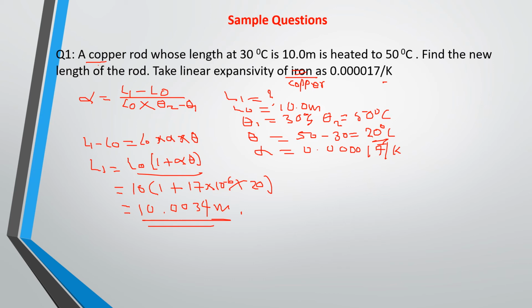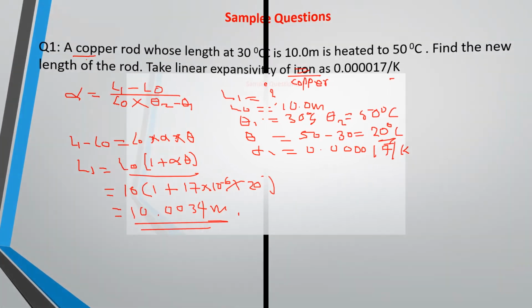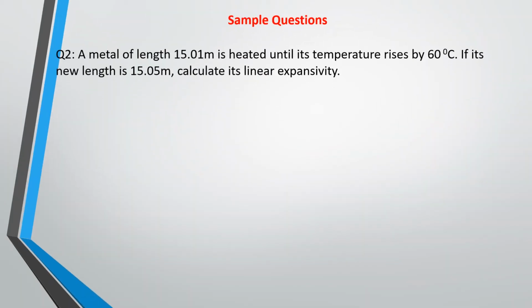So guys, this is how to apply that equation. Let's do one more. This is another sample question. This question says a metal of length 15.01 meters is heated until its temperature rises by 60 degrees centigrade. If its new length is this, calculate its linear expansivity. So from this equation, linear expansivity is equal to new length minus original length all over original length multiplied by change in temperature.